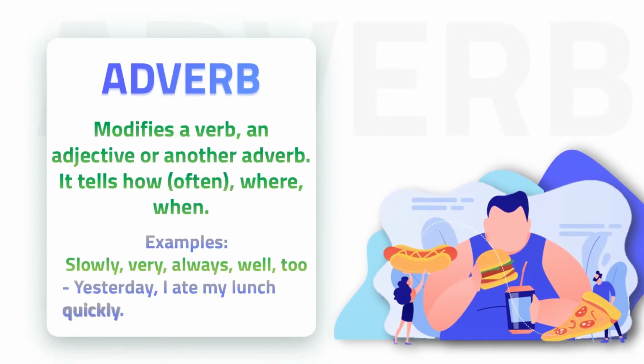An adverb modifies a verb, an adjective or another adverb. It tells how, where, when. For example, in the sentence yesterday, I ate my lunch quickly. The adverb in the sentence is quickly.